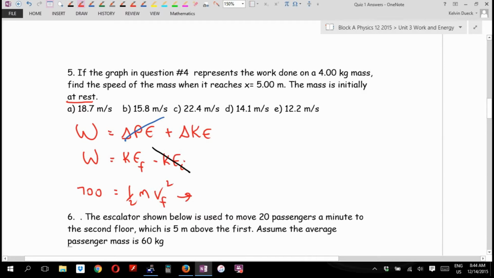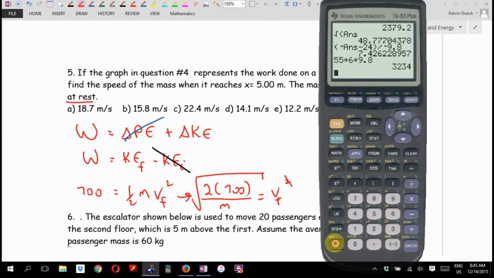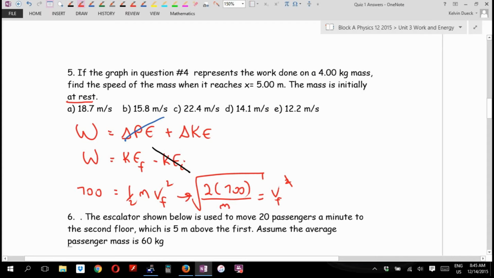I think, Addie, I can go times by 2, divide by the mass, equals VF. Oh, how do I get rid of a squared? Square root. I think it's going to be 2 times 700 divided by 4, square root. 18.7. Woohoo! A.